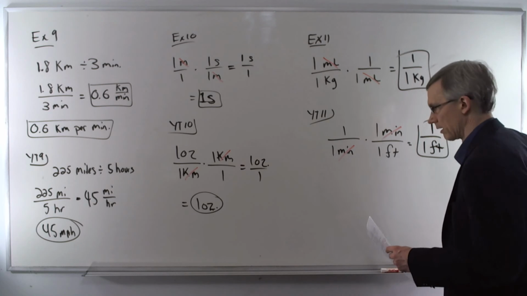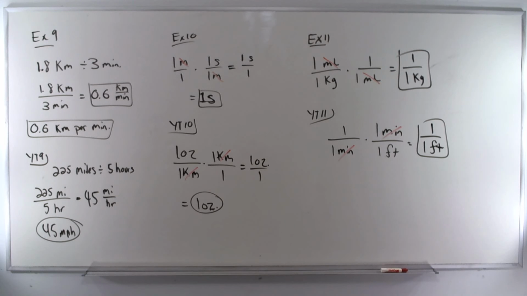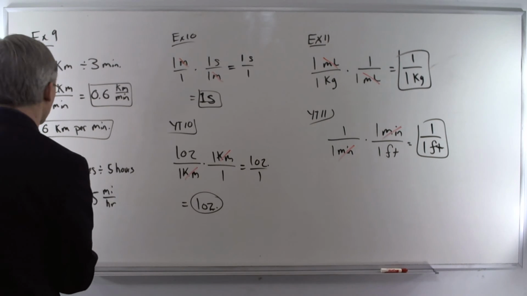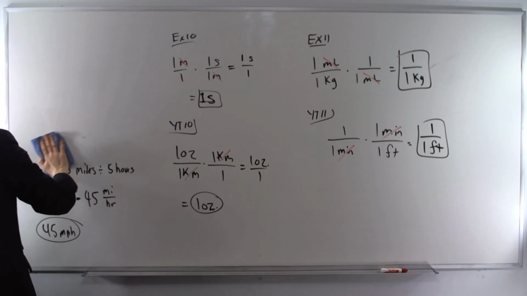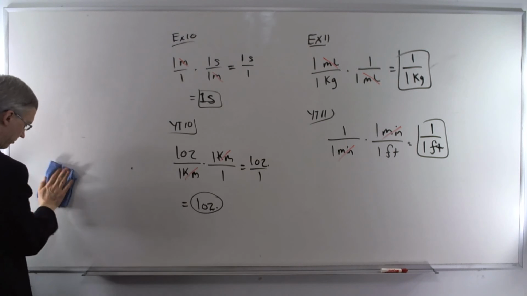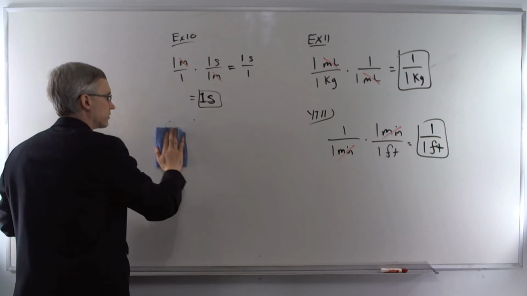Now sometimes we're going to end up with units on top and the bottom, and that's what's known as a rate. Some common rates, just like we saw here, miles per hour, gallons per minute, things like that.